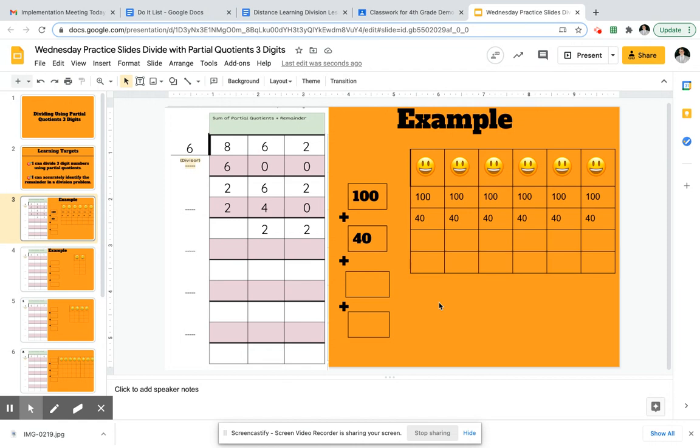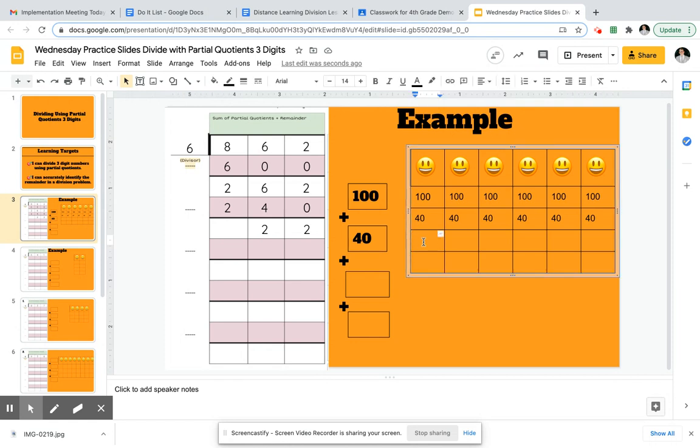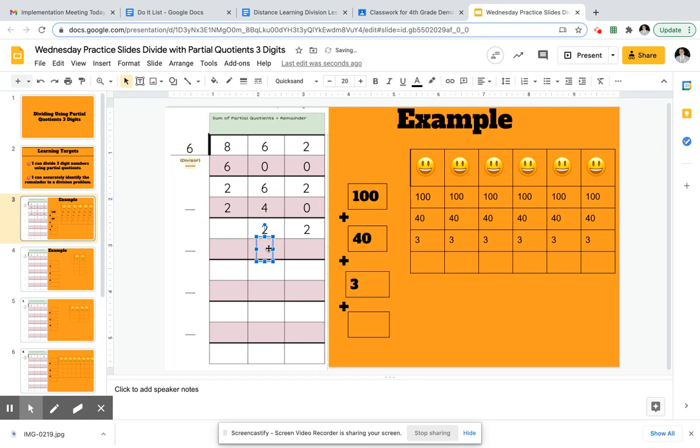And I need to think, how many Skittles can I give each of these smiley faces equally without going over 22? Well, I know that 6 times 4 is 24, and I know that 6 times 3 is 18. So I know I can't give them 4 each, but if I gave them 3 each, I could do that and I'd still have some left over. So we'll give them 3 each, and we'll document it over here. We'll write down that we gave out a total of 18 Skittles, and we will subtract. We'll borrow from this 2 by making it a 1. Now this will become a 12. 8 take away 12 would give us 4.